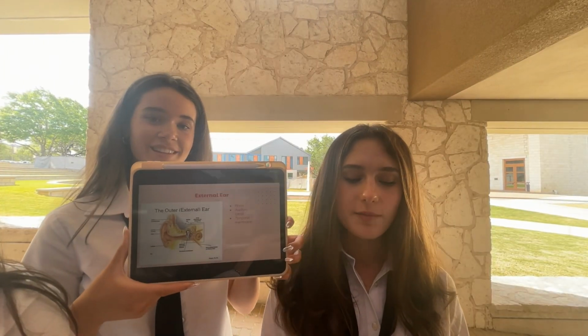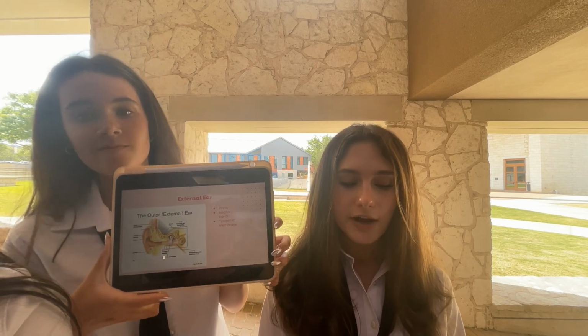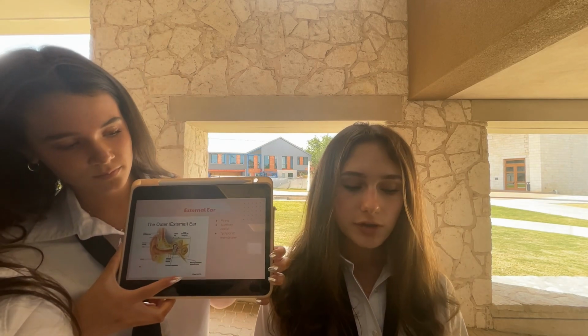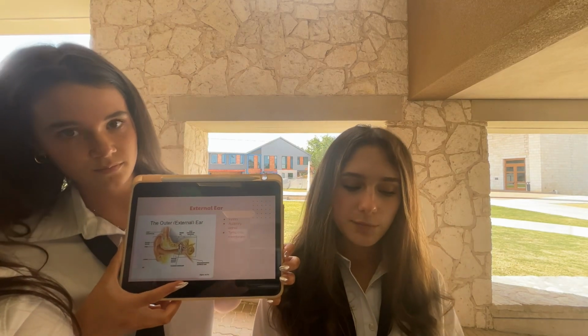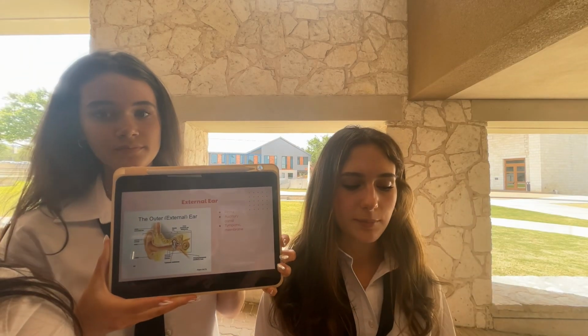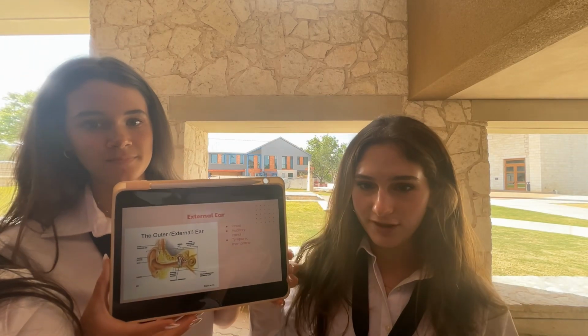The human ear is a marvel of biological engineering, divided into three main sections: the external ear, the middle ear, and the inner ear. Each part plays a crucial role in our ability to hear and maintain balance. So today we're going to start with the external ear.